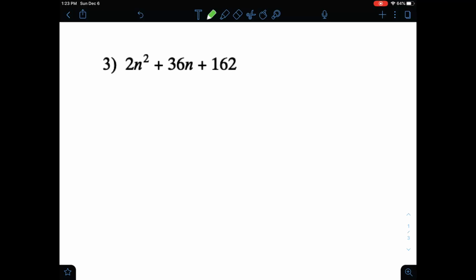All right, so the largest number that goes into 2, 36, and 162 is 2. We can pull out at least a 2.